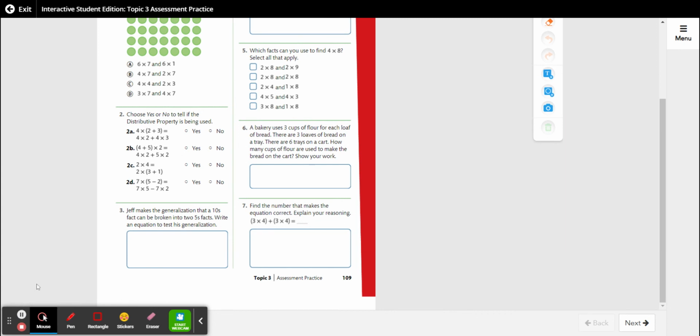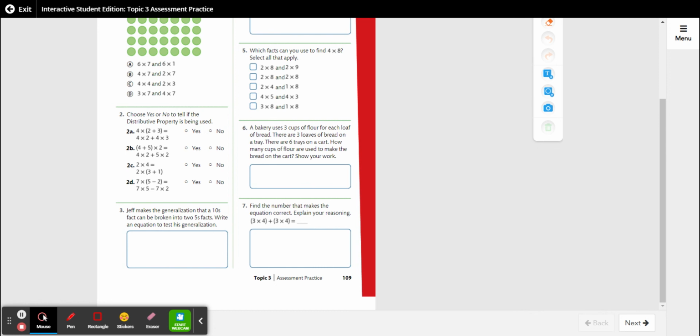Yay, it's the last one. Okay, find the number that makes the equation correct. Explain your reasoning. I know that you guys always love it when you have to explain your reasoning. But explain doesn't always mean words. It means that you could use numbers and symbols, but I really want to see your work.